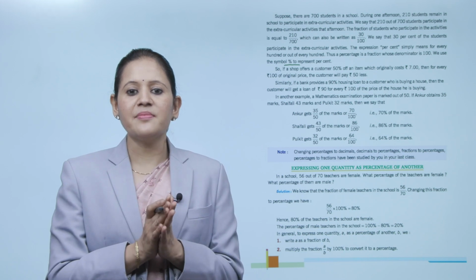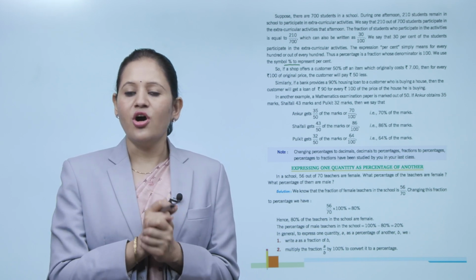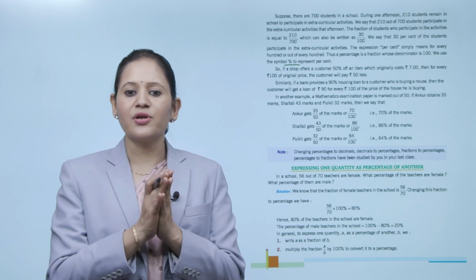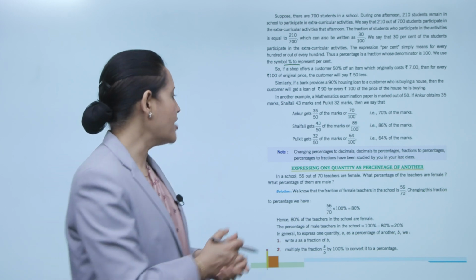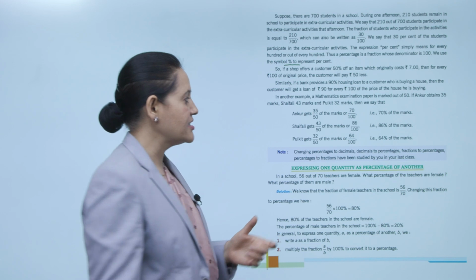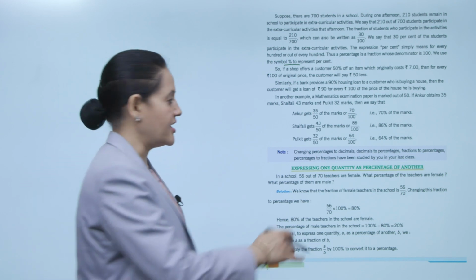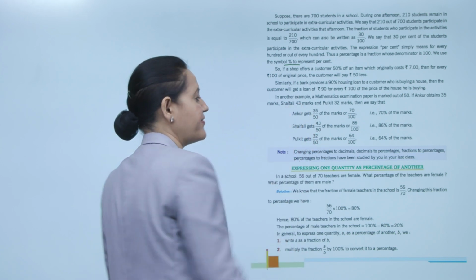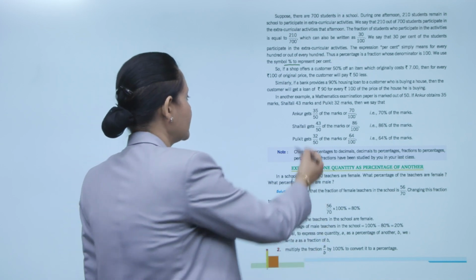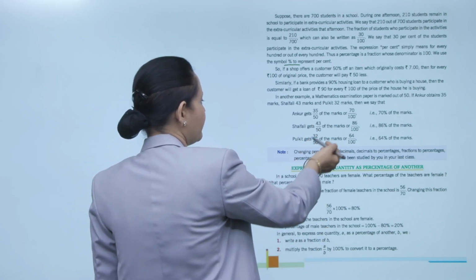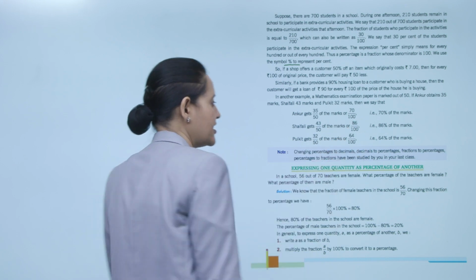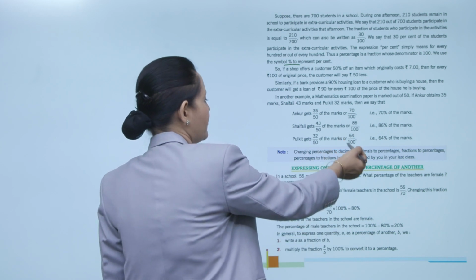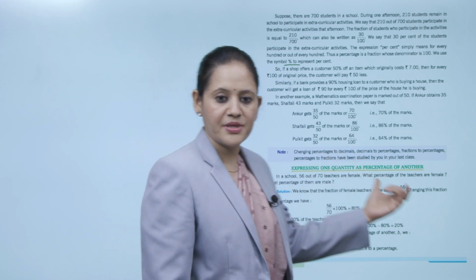In another example, the mathematics examination paper is marked out of 50. If Ankur obtained 35 marks, Shefali 43 marks and Pulkit 32 marks, then we say that Ankur got 35/50 of the marks, or 70 upon 100, that is 70%. Because 35 out of 50, so out of 100 it will be 70. Shefali got 43 upon 50 marks, or we can say 86 upon 100, that is 86%. Pulkit got 32 upon 50 or 64 upon 100, that is 64%.